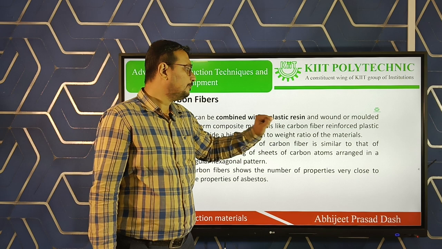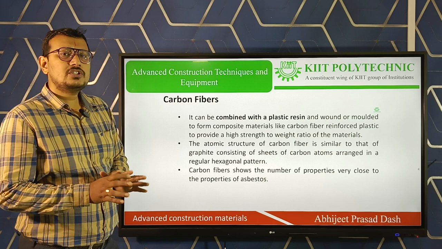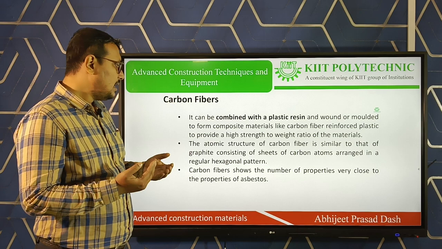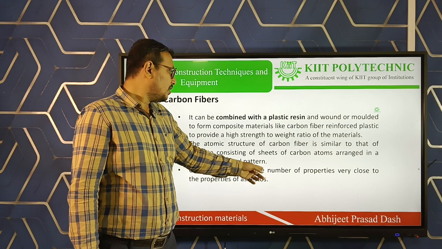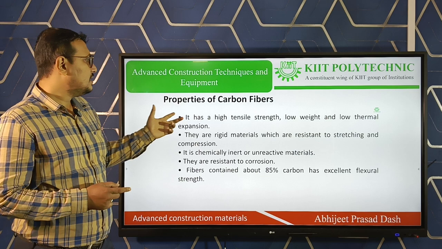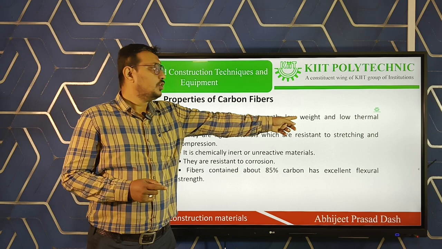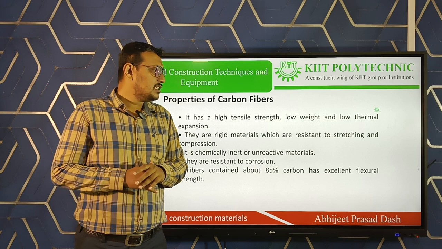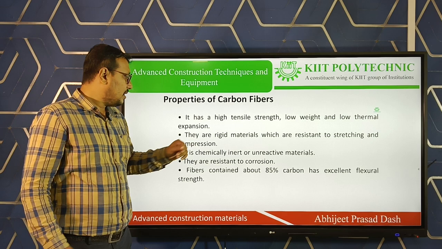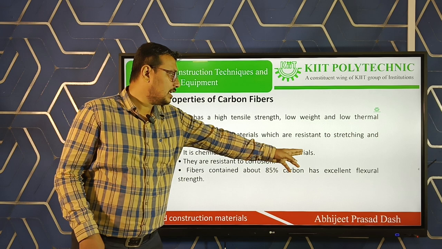The atomic structure of carbon fiber is similar to that of graphite, consisting of sheets of carbon atoms arranged in a regular hexagonal pattern. Carbon fiber shows a number of properties very close to those of asbestos. Properties of carbon fiber: first of all, it has very high tensile strength, low weight, and low thermal expansion. They are rigid materials, resistant to stretching and compression. It is chemically inert and unreactive, and resistant to corrosion. Fibers contain about 85% carbon and have excellent flexural strength.